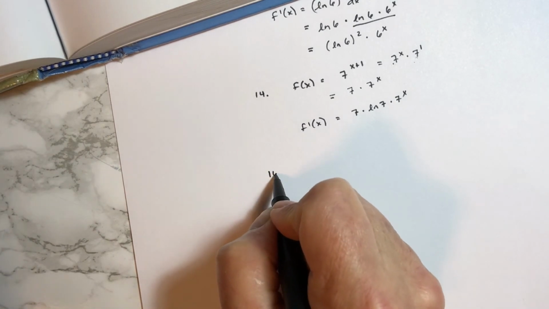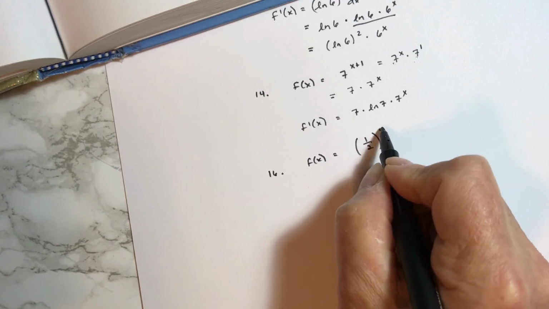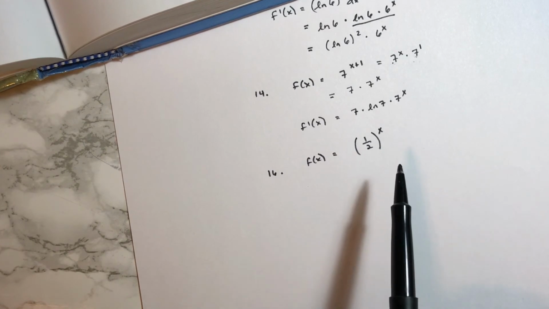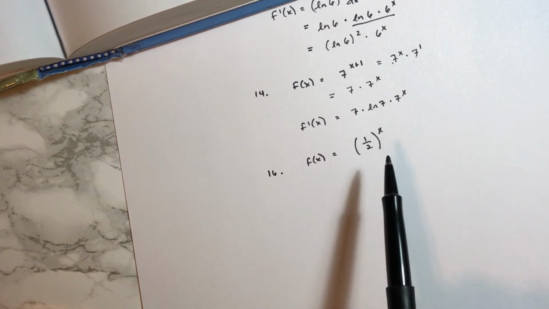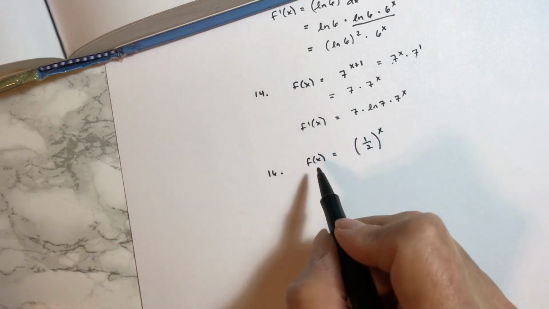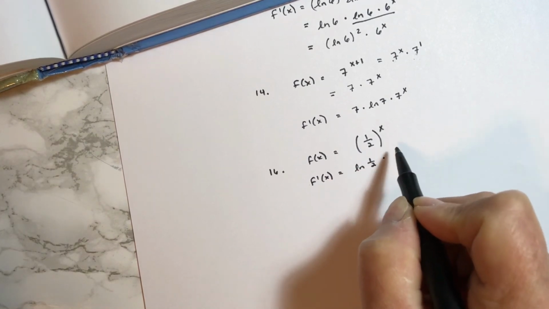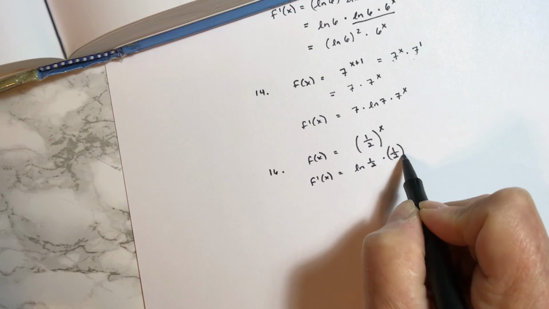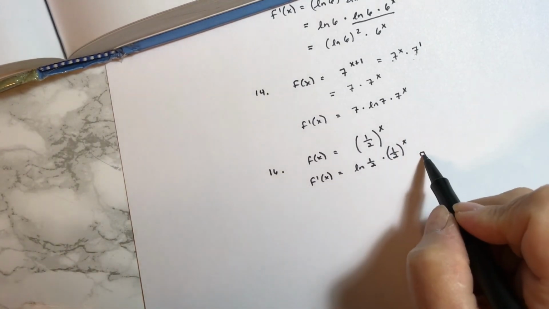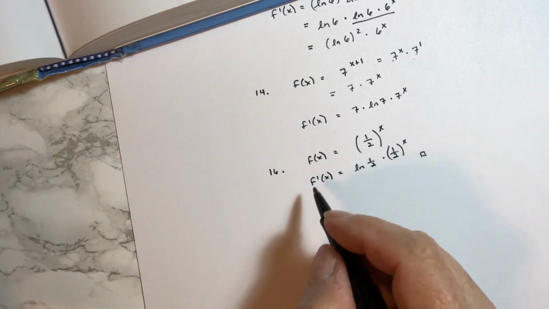We have 16, which is f of x is equal to 1 over 2 to the x. So again, I have a numerical base raised to a varying power, or a variable power. And so that means I'm going to need to use my little rule. So the derivative of this is going to be the natural log of 1/2 times 1/2 to the x. Capiche? That's it.